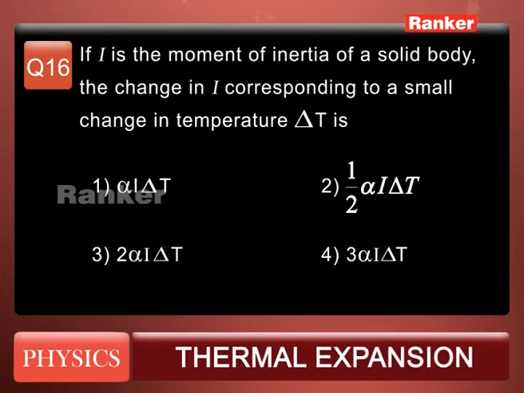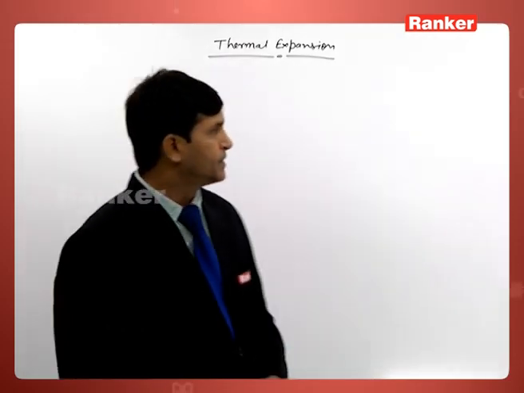Question number 16. If I is the moment of inertia of a solid body, the change in I corresponding to a small change in the temperature delta T is: first option, alpha I delta T; second option, 1 by 2 alpha I delta T; third option, 2 alpha I delta T; and the fourth option, 3 alpha I delta T. See how to do this one.